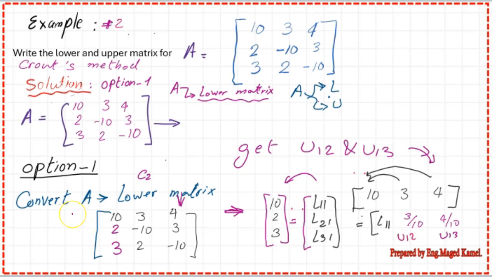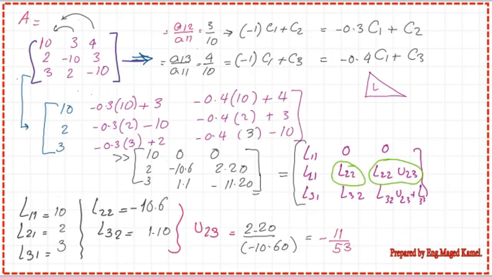Option 1, turning A into a lower matrix. This is matrix A, which is 10, 3, 4, 2, minus 10, 3, 3, 2, minus 10. From the first column, we can get the values of L11, L21, L31. And by divisions, 3 over 10, 4 over 10, we can get the values of U12 and U13. Since we are going to turn the matrix A into a lower matrix, we want to eliminate 3 and 4.